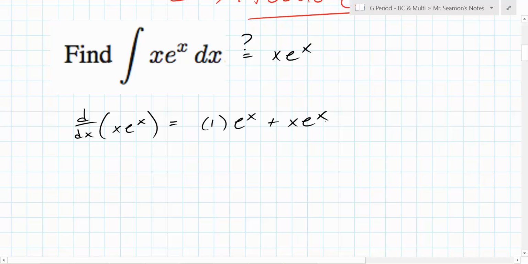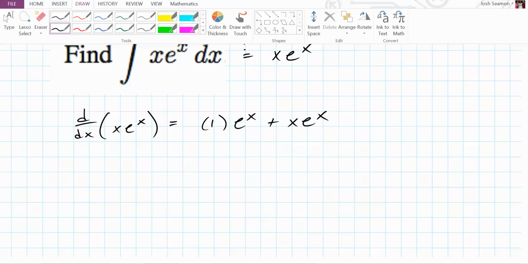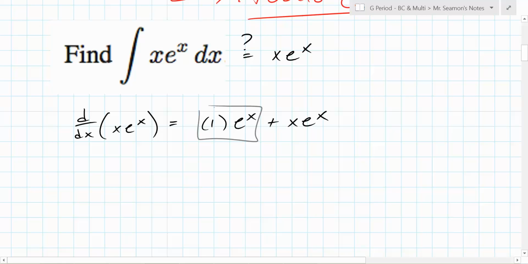Oh, wow, there's an extra thing there. What did it kick out for us? E to the x. Exactly. Okay, so if we're going to do this by investigation, therefore we kind of kicked out this extra piece. What do we think the integral should be if when we did the derivative we had this extra thing?